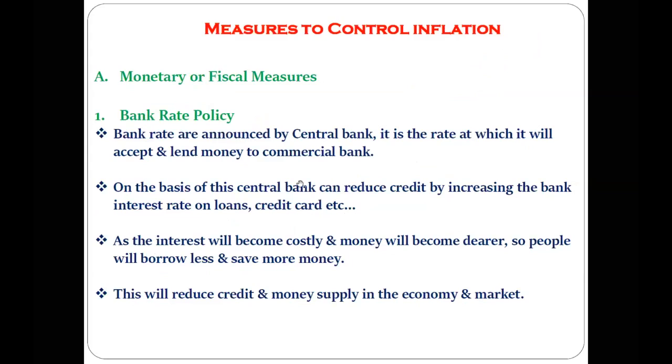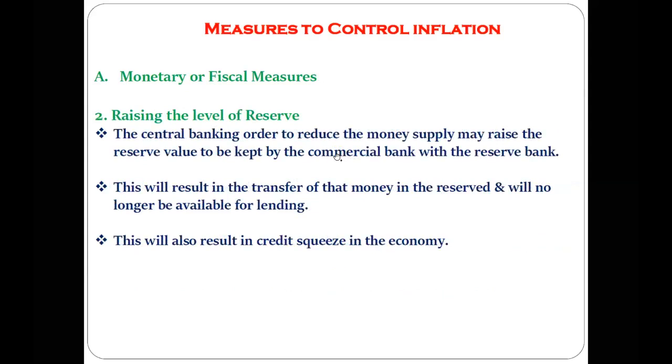Yes, sir. And if the money supply reduces, definitely money circulation gets reduced and people will get less money. So people's spending will also become less. If the people's spending becomes less, demand will also get less, and accordingly, if the demand gets controlled, definitely the inflation can get controlled. So that is the first monetary or fiscal measure, that is the bank rate policy.